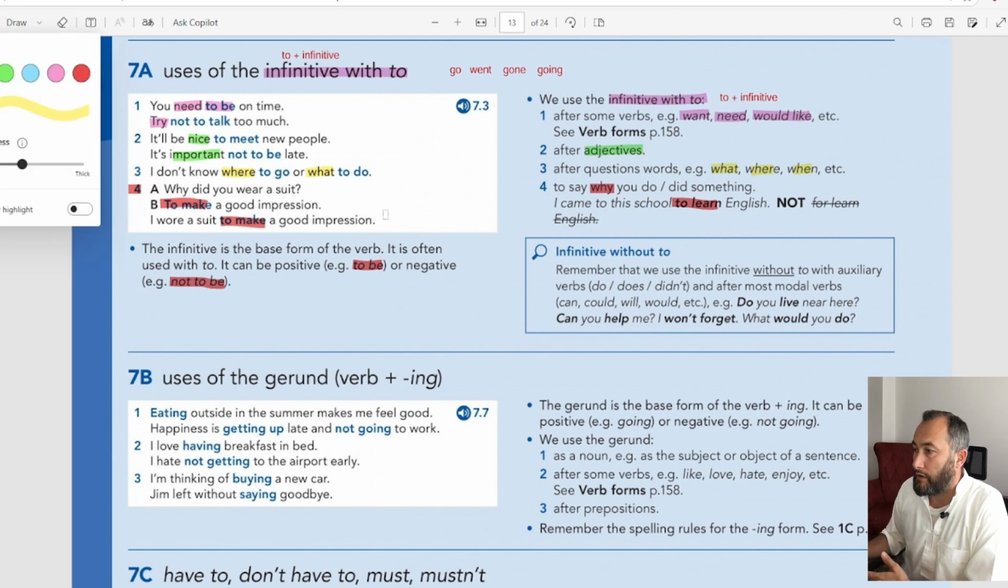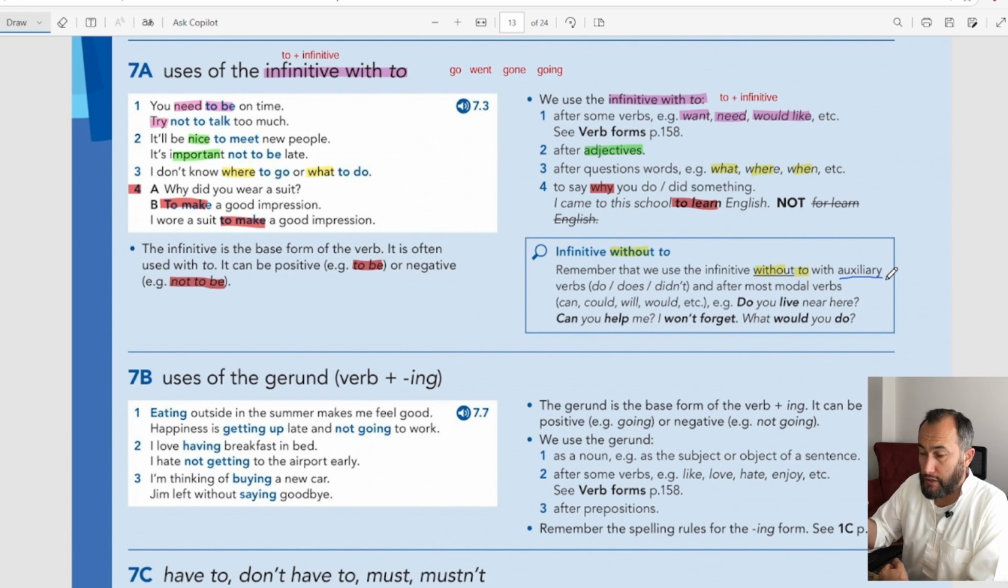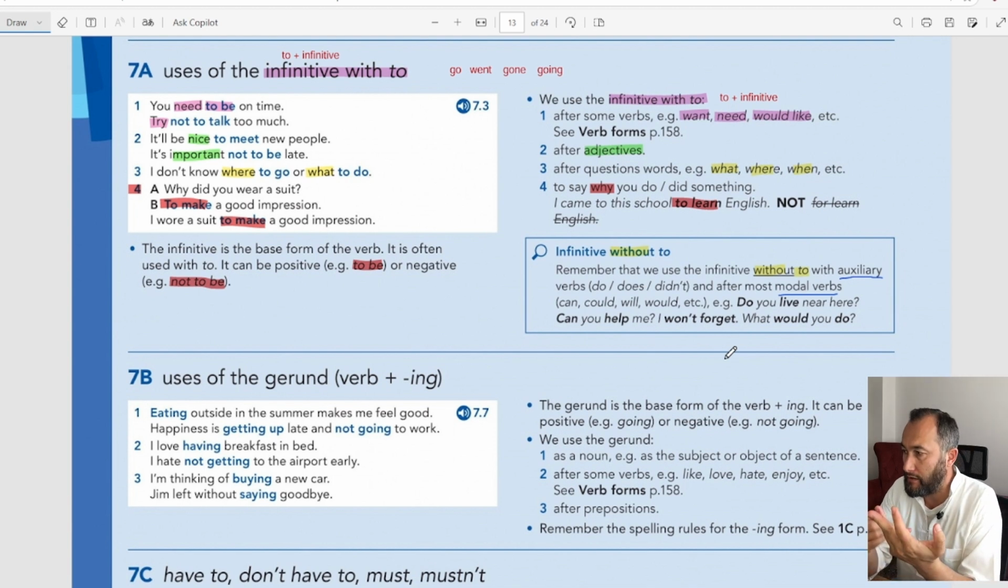Right. Now, the last thing to know here, infinitive, it can come without to as well. Without to. In which cases? Here it says, we use infinitive without to with auxiliary verbs. Okay, that's important. Auxiliary verbs. After auxiliary verbs, if I want to use another verb, a normal verb, that second verb should come without to, just infinitive form. Or modal verbs as well. Modal verbs, as you can see, can, could, will, would, may, might, should. They are modal verbs. After them, we're going to use infinitive only, without to.